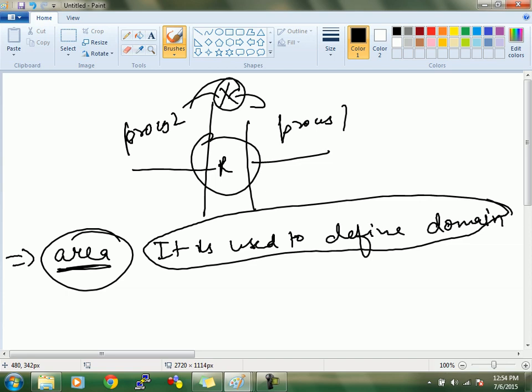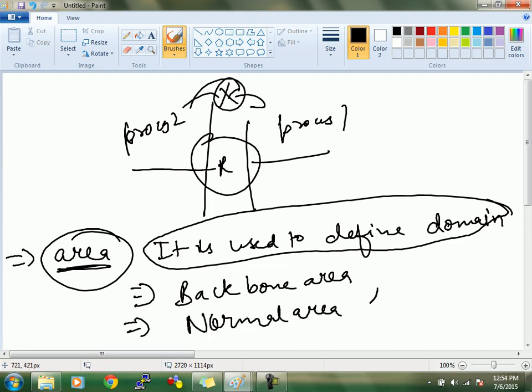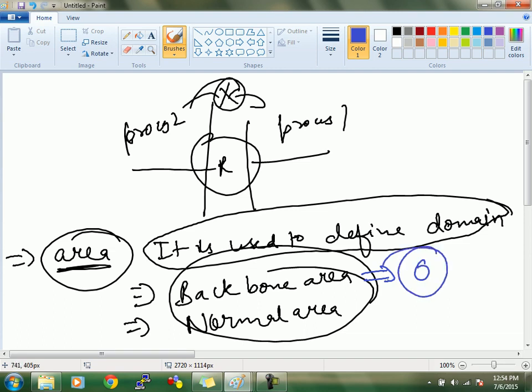It is used to define domain. There are two types of areas. One is backbone area, other one is normal area. What is backbone area? Area 0 is called backbone area, and other than area 0, all areas are called normal areas. Which area is called backbone area? Area 0.